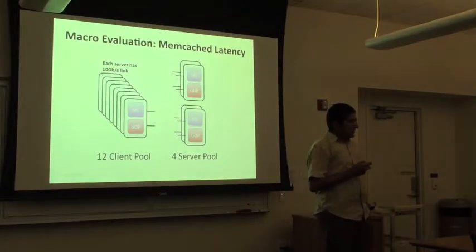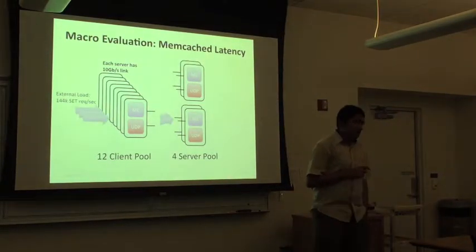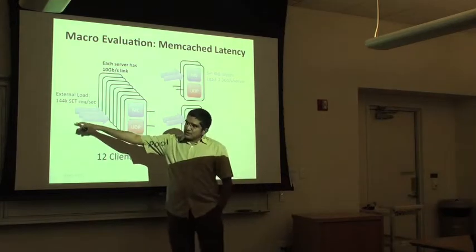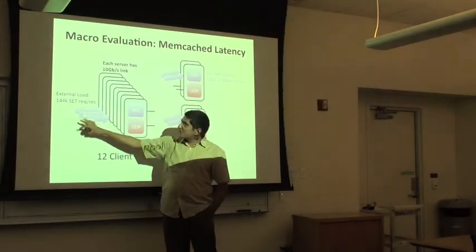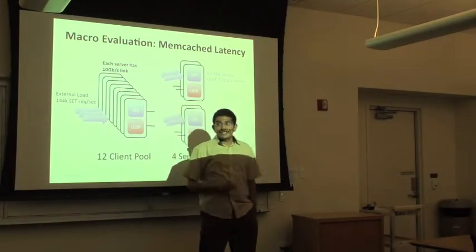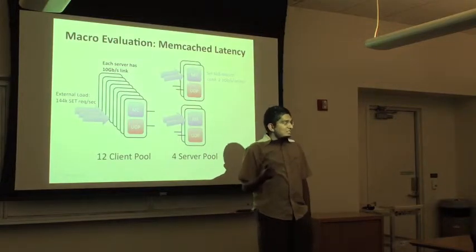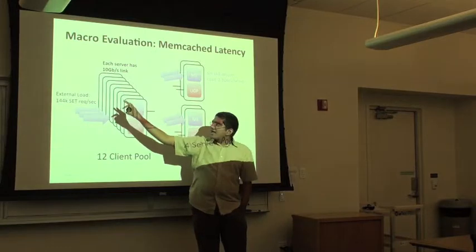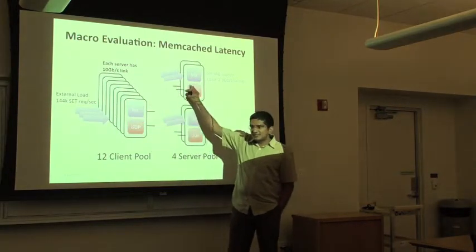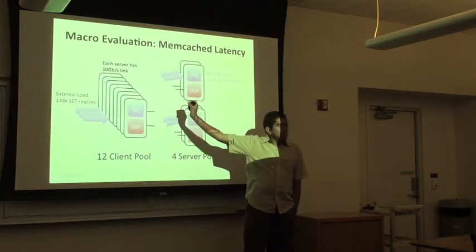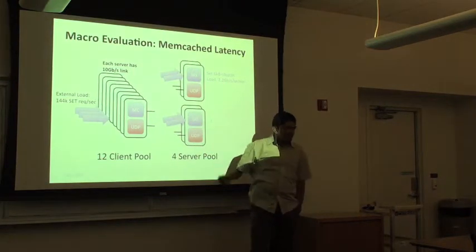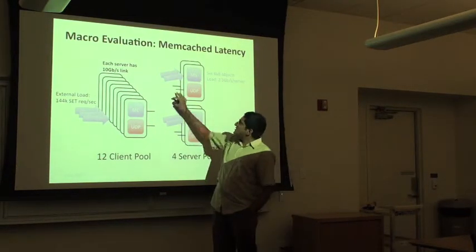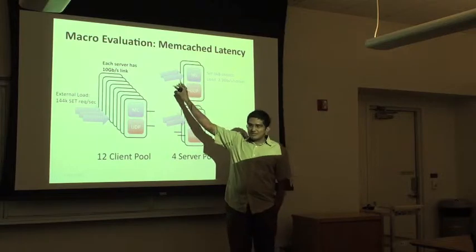So for memcached, we generated a simple workload, which is an external open loop load generation tool which constantly generates 144,000 set requests per second. Each of these set requests is distributed uniformly across all the clients. And each client picks a server uniformly at random to send the set request to. The set request is about 6 kilobytes. So this works out to about 2.3 gigabits per second per server.